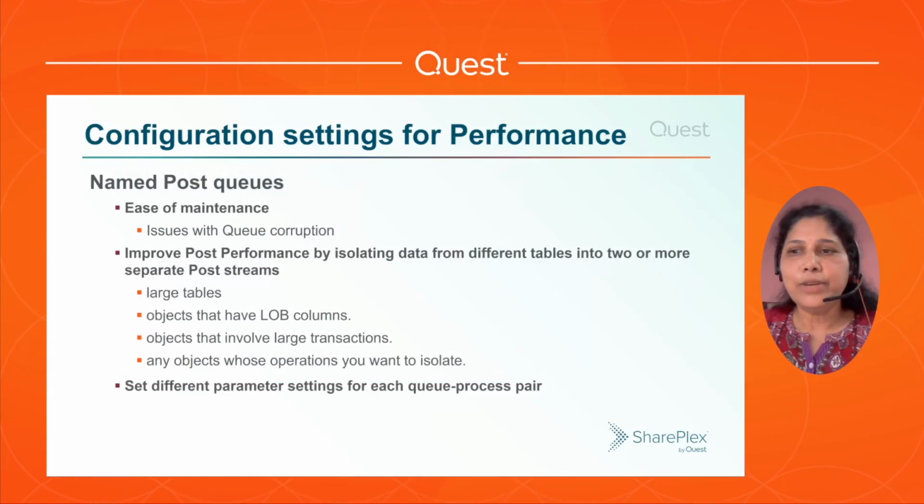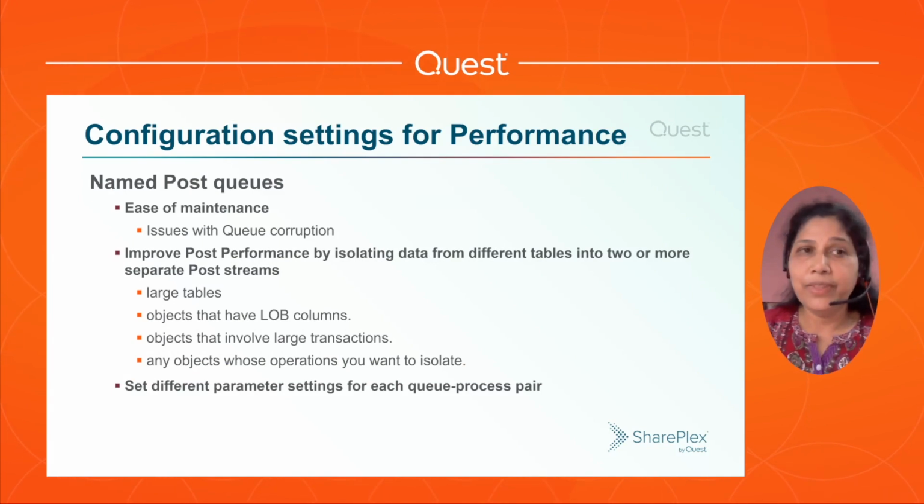Now let's look at the named post queues. The ease of maintenance, which I mentioned earlier, like for issues with queue corruption, or for maintenance, or stopping the post queue or starting the post queue, all these advantages are there with the named post queues as well. Now, how do we improve the post performance? You can isolate the data from different tables into two or more separate post streams.